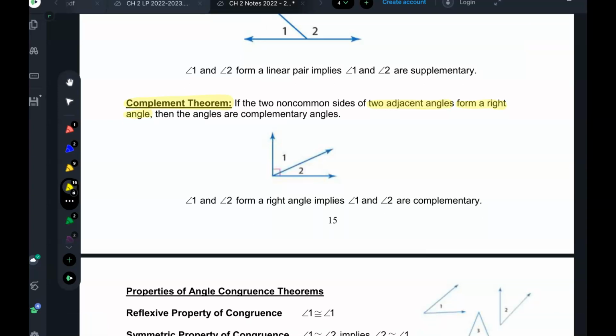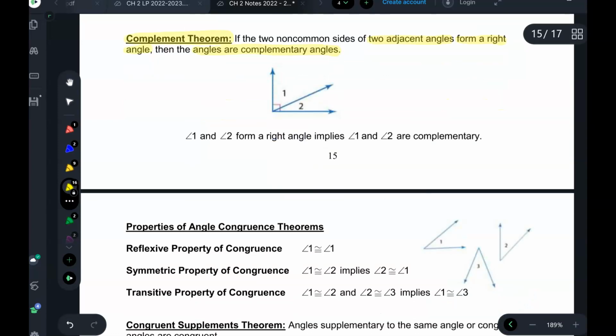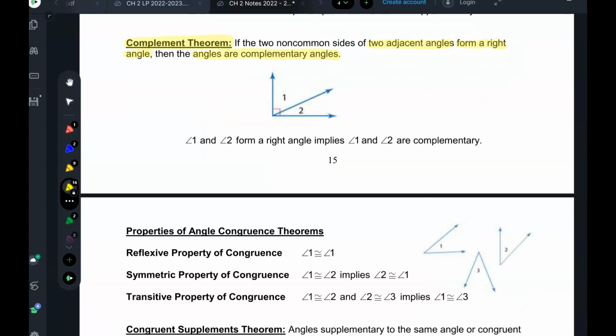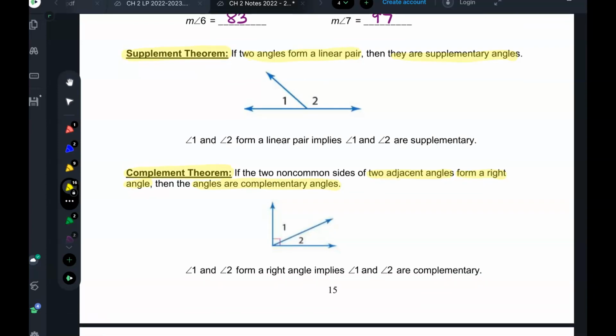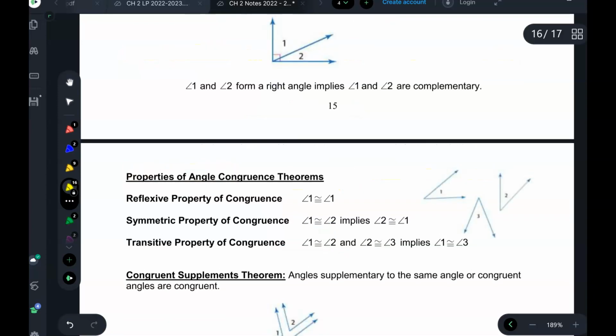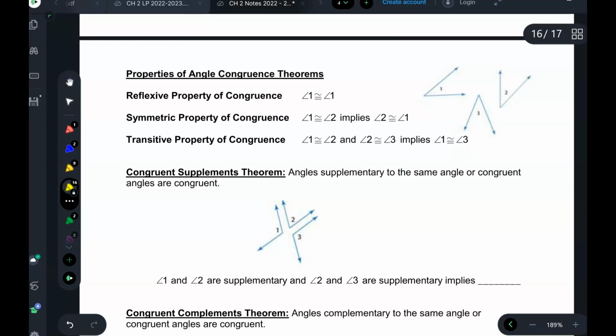All right. If two adjacent angles form a right angle, then the angles are complementary. So that's the complement theorem. Then we have our supplement theorem: a linear pair is supplementary. Supplementary is just double. But we wouldn't say double complementary, right? Supple is double couple, that's how I think.